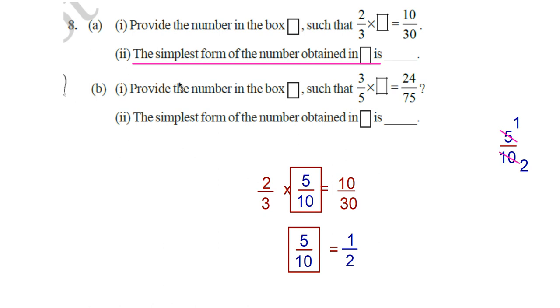Now provide the number in the box such that 3 by 5 into the box is equal to 24 by 75. The same method you can use here also. 3 into which number is 24? You find out. 5 into 75: 5 in 75 how many times? So it will be 8 by 15. The simplest form itself also will be 8 by 15 only, because no common number goes into both numerator and denominator.